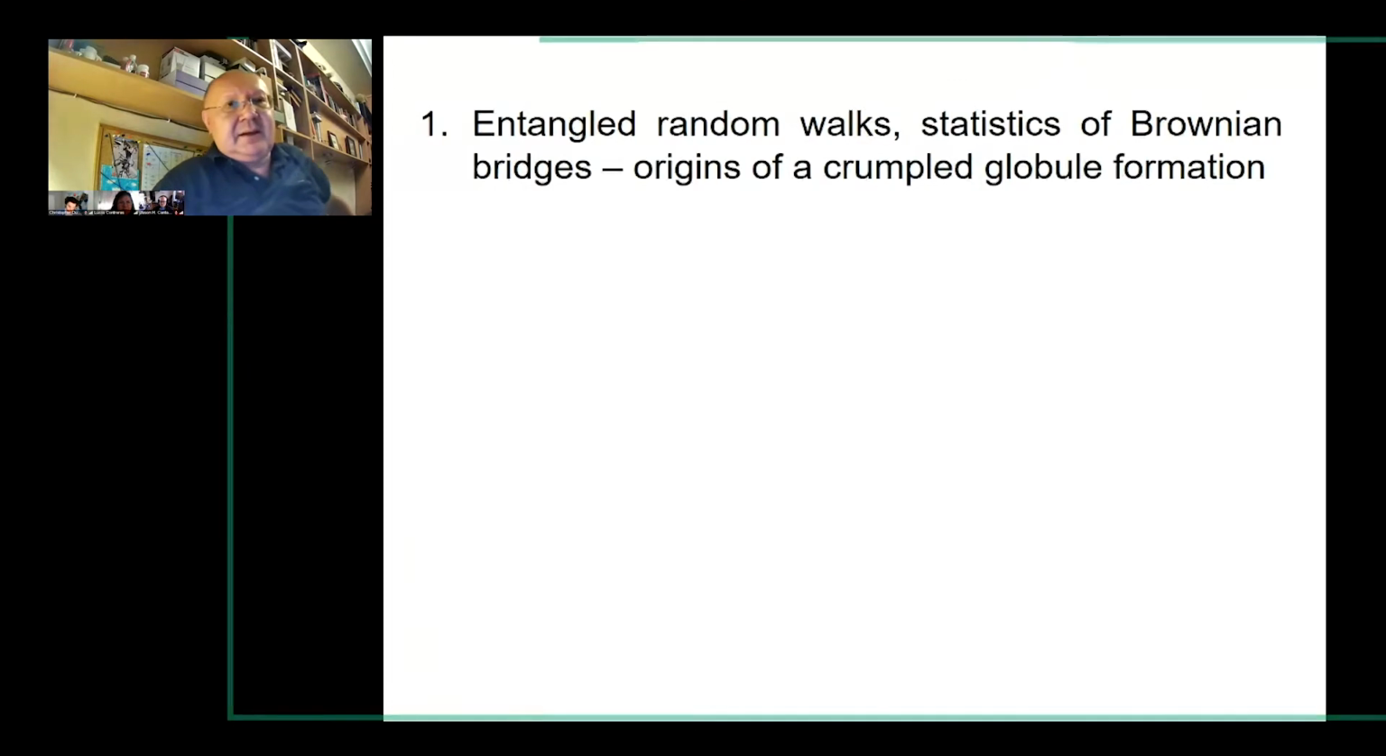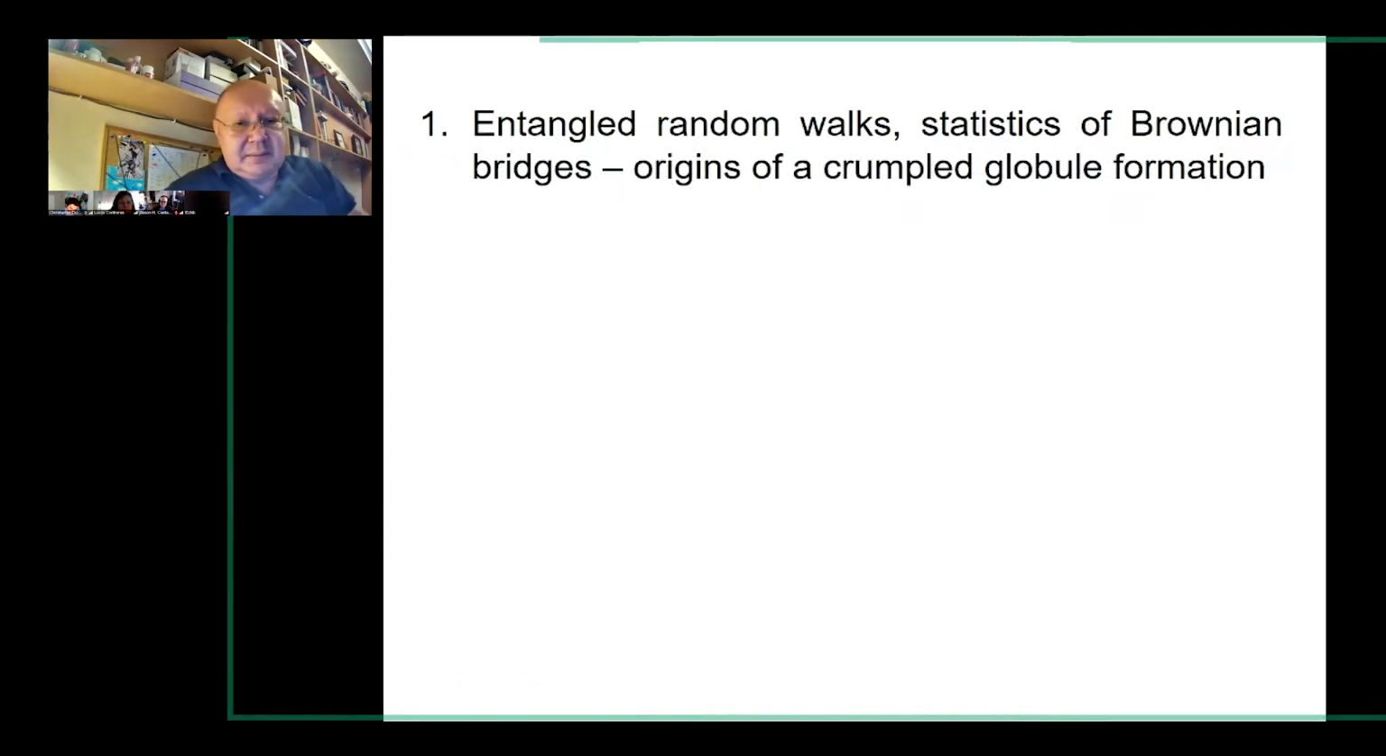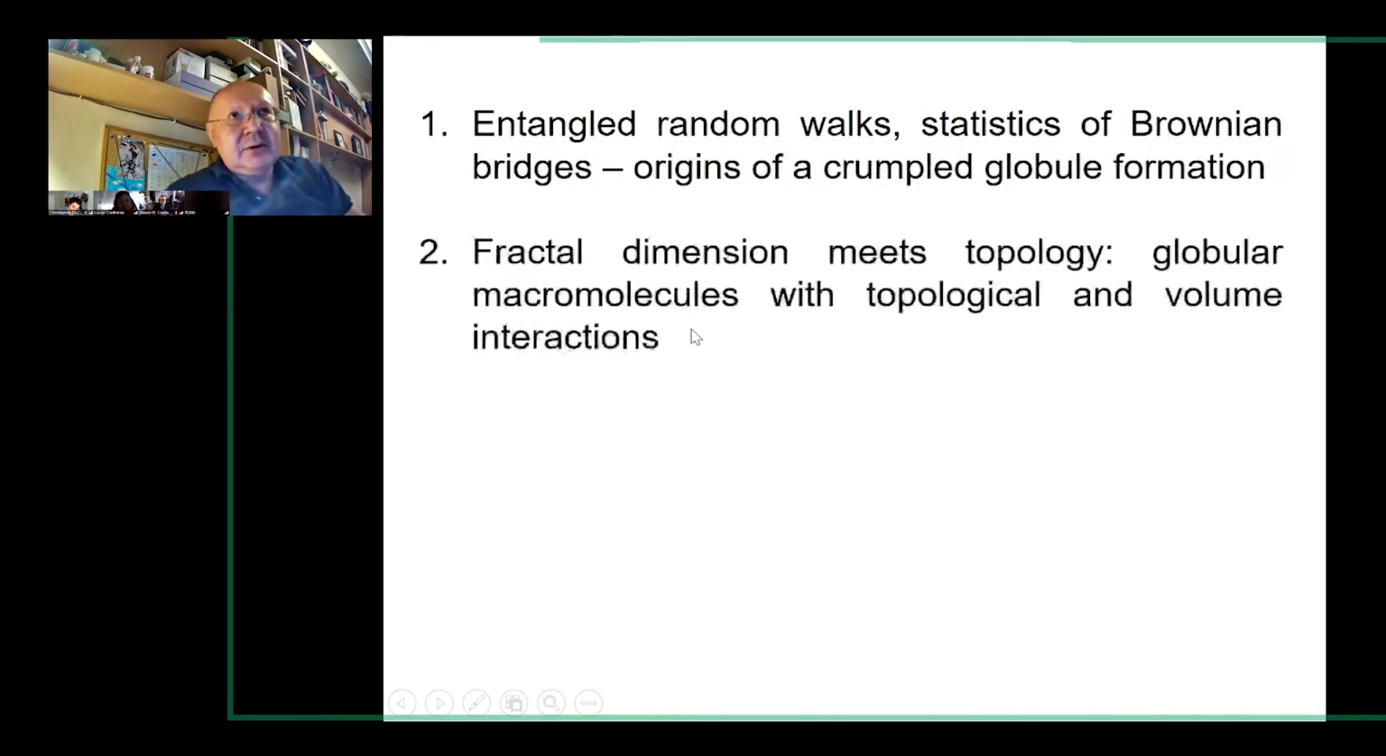Okay. So first, let me tell you which subject I plan to cover. Most of it is about topological problems of random walks, because originally I was educated as a polymer physicist in statistical physics and disordered systems. I will talk about entangled random walks and Brownian bridges, and how they are related to a structure which is now more or less known in biology as the crumpled globule.